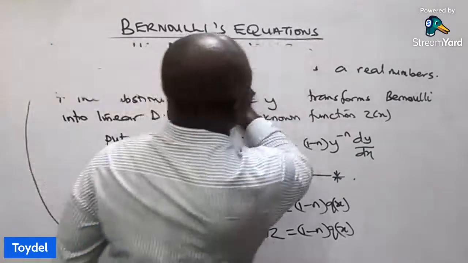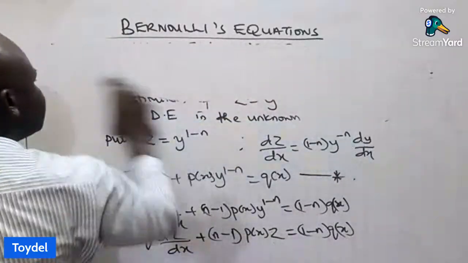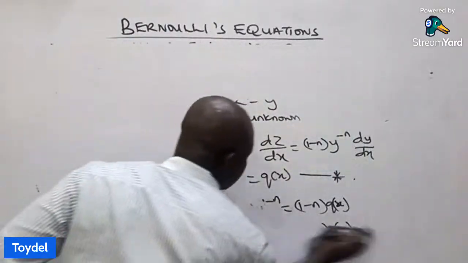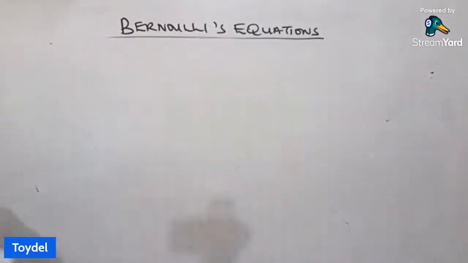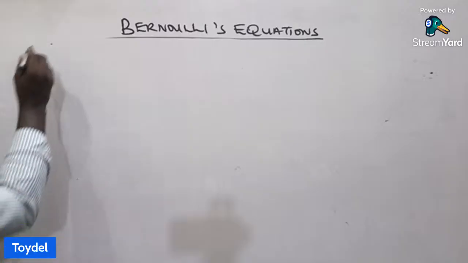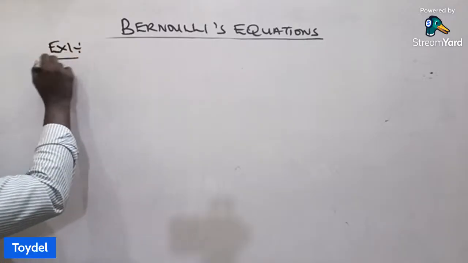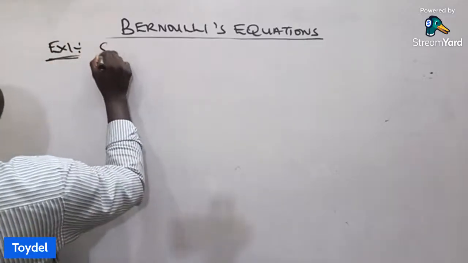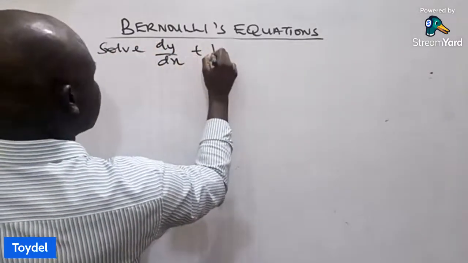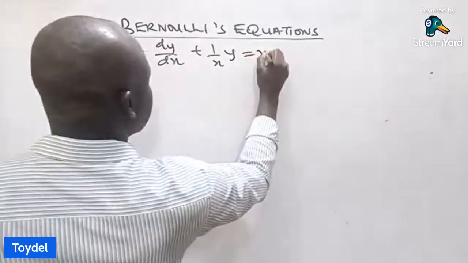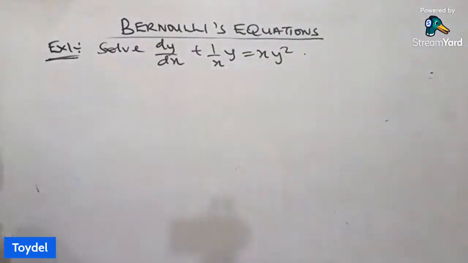So let's take an example under Bernoulli equation. Once we know the general form of the Bernoulli equation, then we have little or no problem with the solution. Example one: solve dy/dx plus (1/x) y is equal to x y squared. That's what we are given. That's the Bernoulli equation. How do we solve this problem?